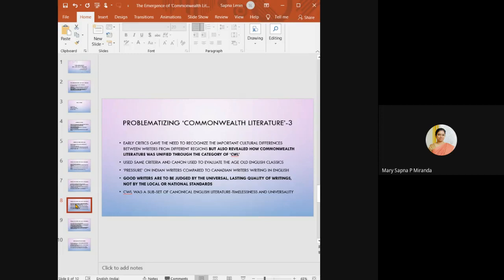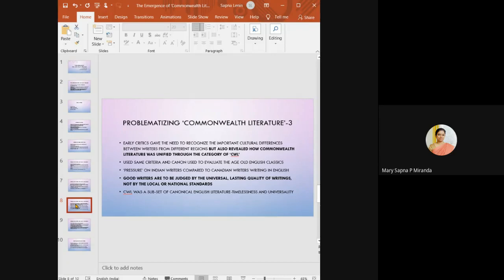Now, again, when you're problematizing the whole thing, these early critics saw the need to recognize the important cultural differences between writers from different regions. They said it is important to understand the differences in different cultures. But see, the second part is more important. They tried to reveal how Commonwealth literature was unified through the category of Commonwealth literature.